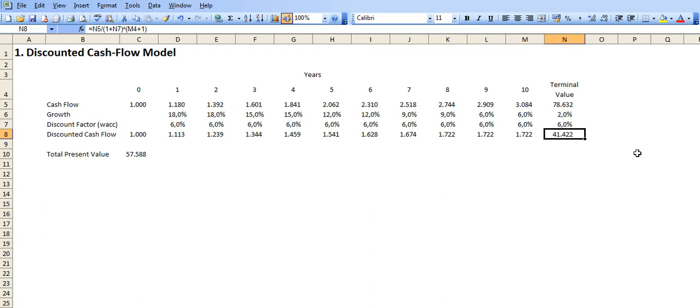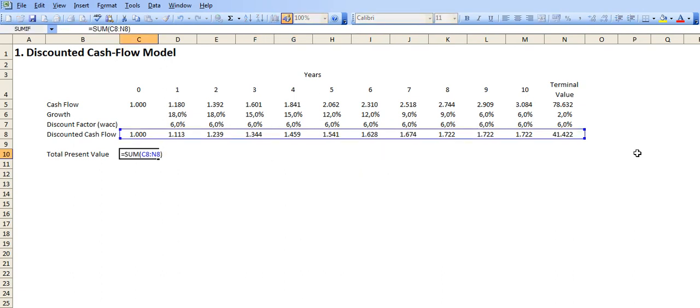So you just take 78,632. You divide it by 1 plus the discount factor to the power of n plus 1, which means 11 basically. So you just take the terminal value in year 11, you take it all the way down to today's value, which becomes 41,422.